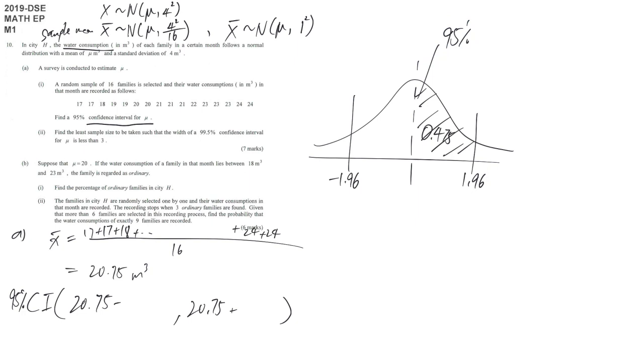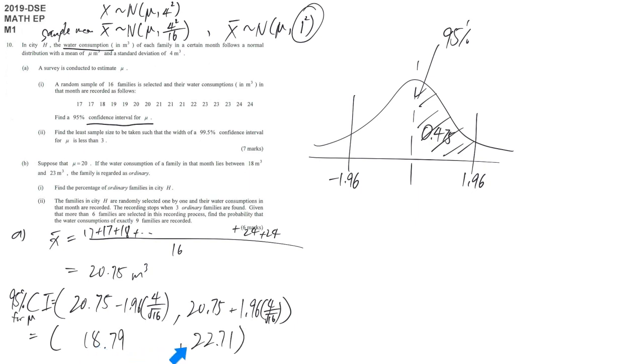So we minus 1.96 times SD. SD here is 1 that we already calculated. But we didn't show the steps, so we better write down 1.96 times 4 divided by square root 16. That's how we get the standard deviation here. So it's equal to 18.79 and 22.71. That means this interval has a 95% chance to include the true mean.